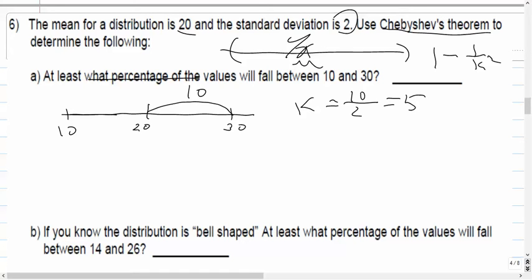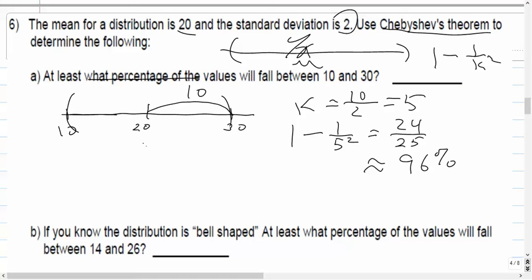Working with the formula, 1 minus 1 over 5 squared comes out to be 24 over 25. Throwing that into your calculator, you see that this is approximately equal to 96%. So my statement now is that at least I can expect 96% of my population data to be between these two numbers, at least 96%.